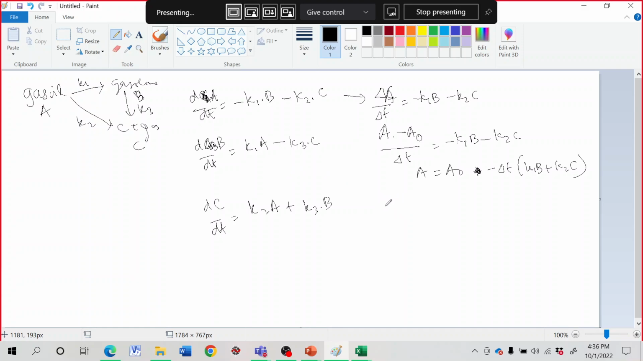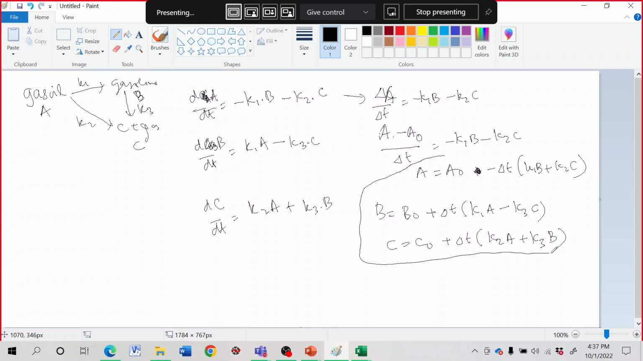The same goes with this B. So you could say that B equals B0 plus delta T times (K1A minus K3C), and then C in this case is C0 plus delta T times (K2A plus K3B). Okay, so these are the three equations that you will need so that you can either code that or program that in Excel or in any other language.